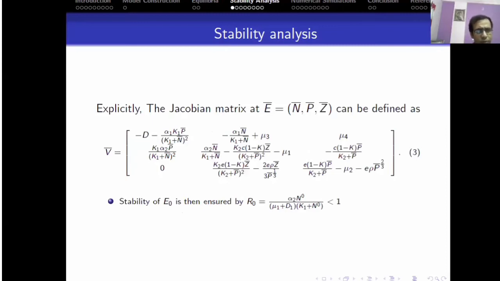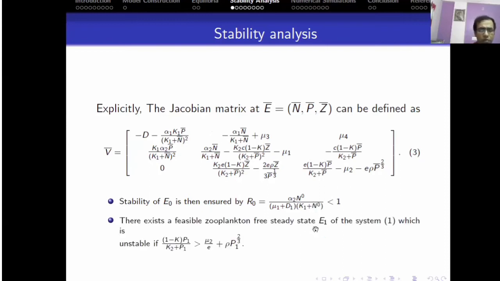So first we compute the Jacobian matrix like this, and stability of E0 is then ensured if R0 is less than 1, and this is the value of R0. And there exists a feasible zooplankton-free steady state E1, which is unstable if this condition is satisfied, which is given from the Jacobian matrix.